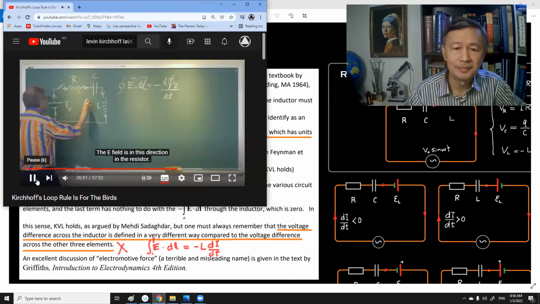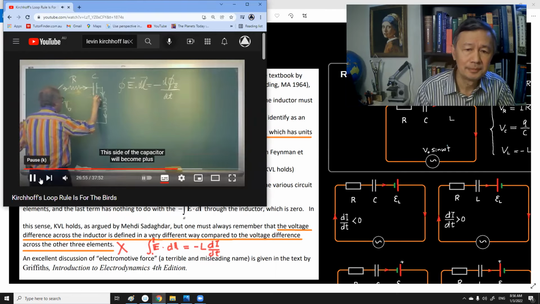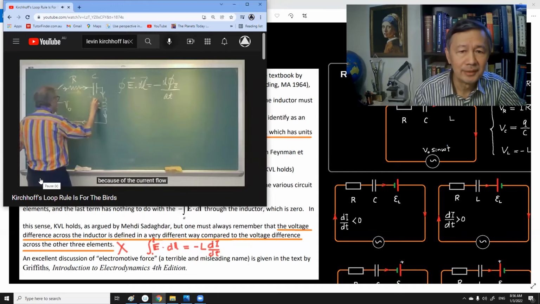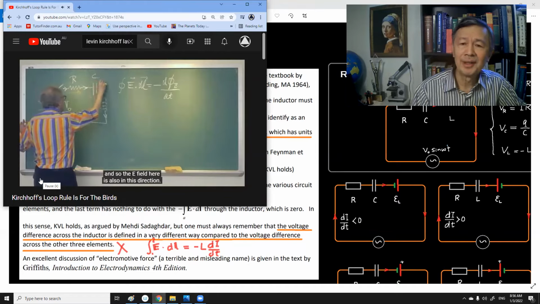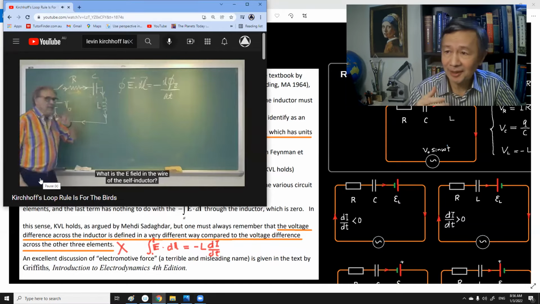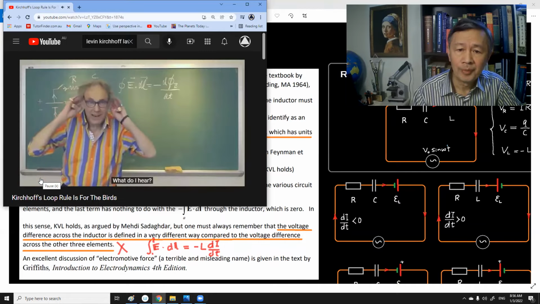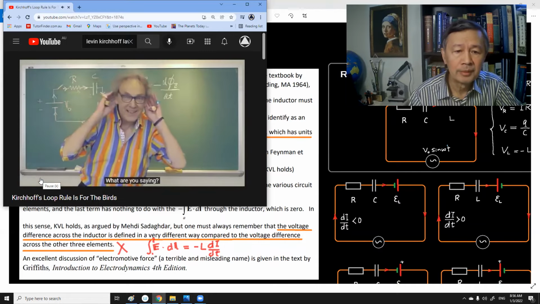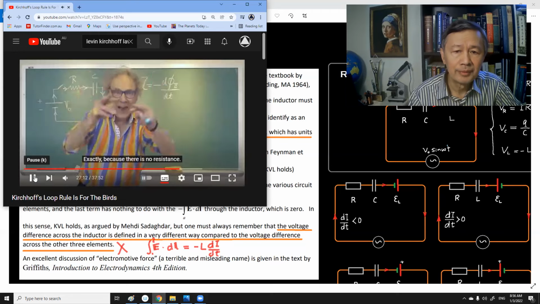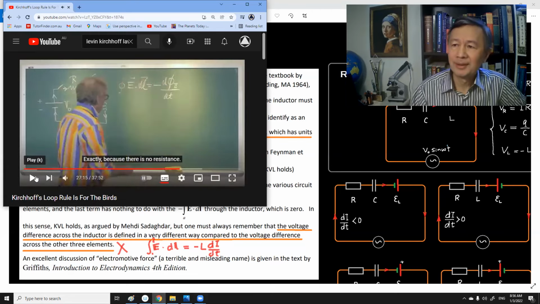Action in the resistor. This side of the capacitor will become plus because of the current flow, and so obviously it follows that the notation using the DC battery. In the wire of the self-inductor? So what do I hear? What are you saying? It's zero, exactly because there is no resistance. We're going to stop here. That's what he said, right?